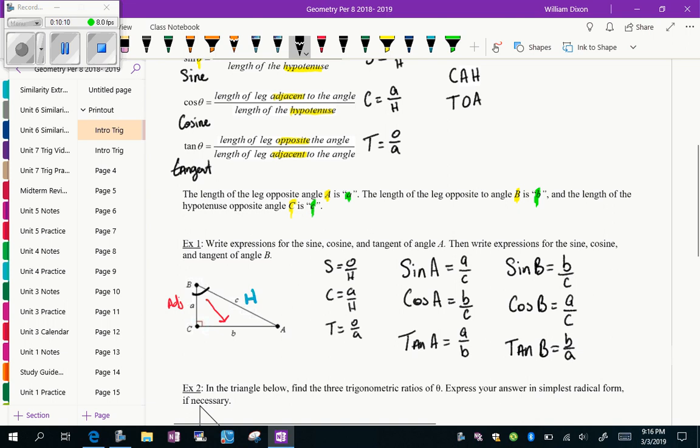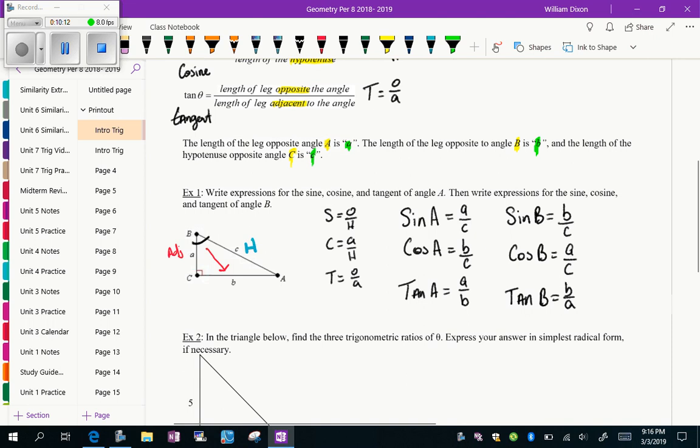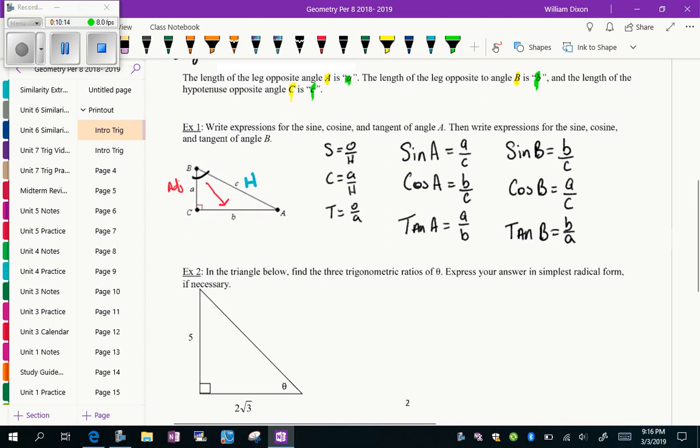All right, now, example 2. In the triangle below, find the 3 trig ratios of theta. Express your answer in simplest radical form. Now, again, my strategy. I'm going to highlight theta, I'm going to highlight that angle.